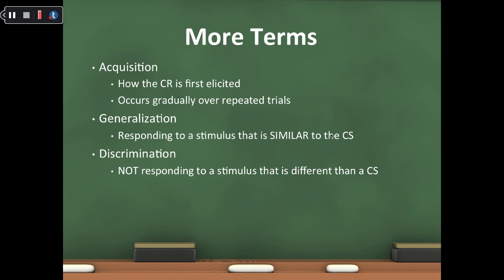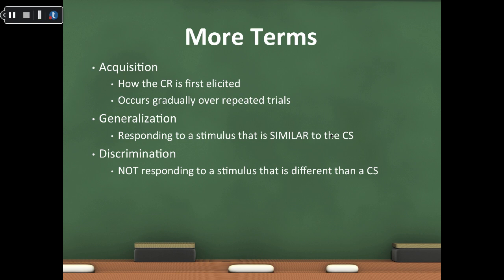Generalization is responding to a stimulus that is similar to the conditioned stimulus. So this is what happened to little Albert. Little Albert was afraid of cotton, a Santa Claus mask, and a fluffy white bunny, as well as the white rat, because they were similar to the white rat.